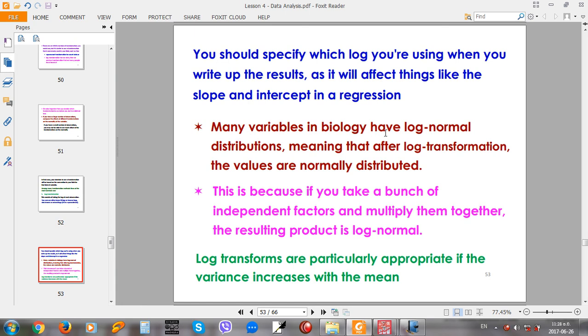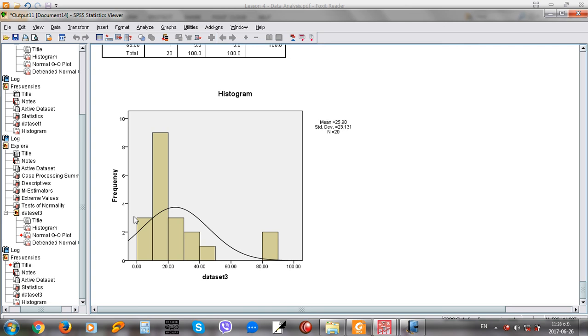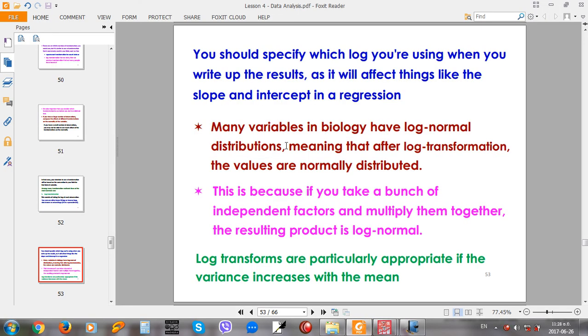Many variables in biology have log normal distributions, meaning that after log transformation the values are normally distributed, right? Sometimes the data set is not normally distributed, but we can do the transformation, and after transformation it may become normal, we will check later. This is because if you take a bunch of independent factors and multiply them together, the resulting product is log normal, right? Log transforms are particularly appropriate if the variance increases with the mean.